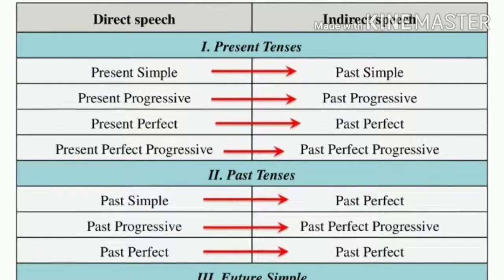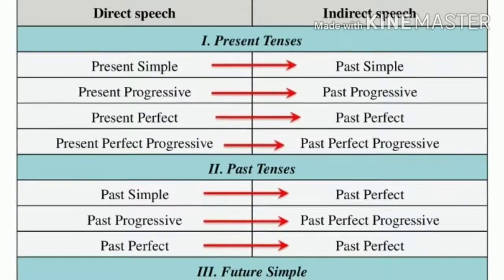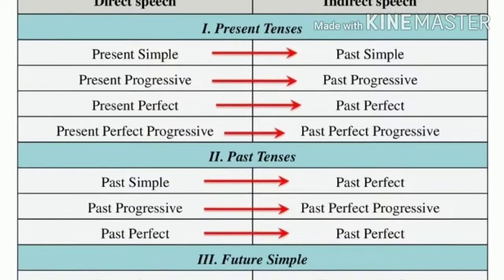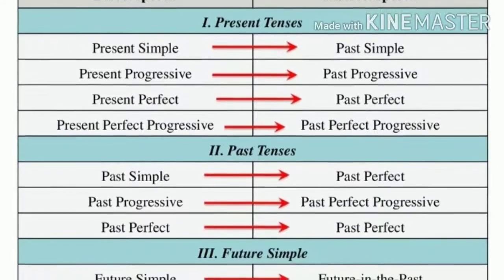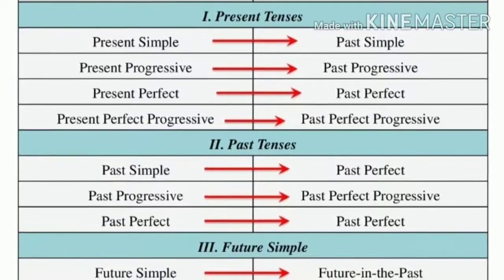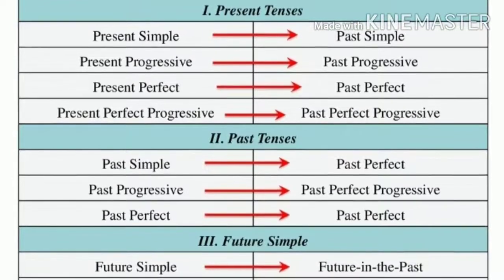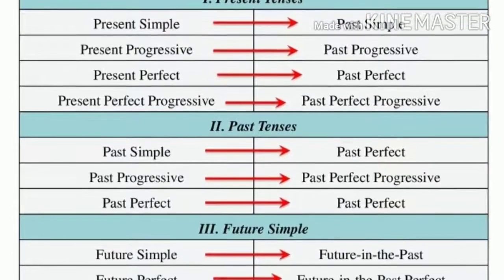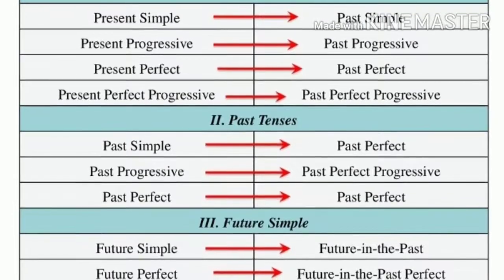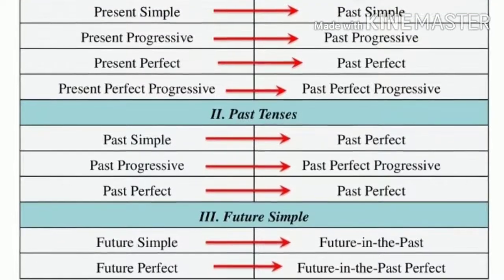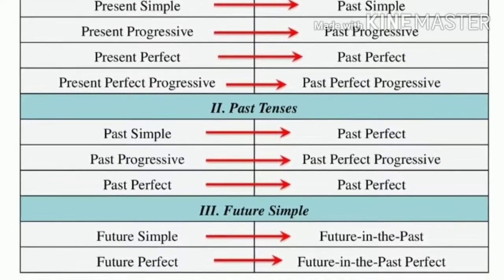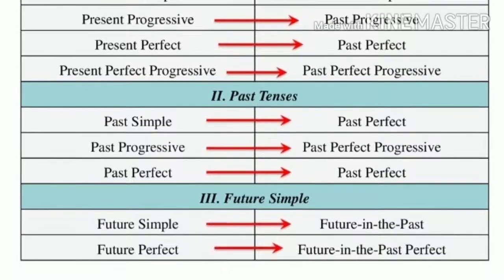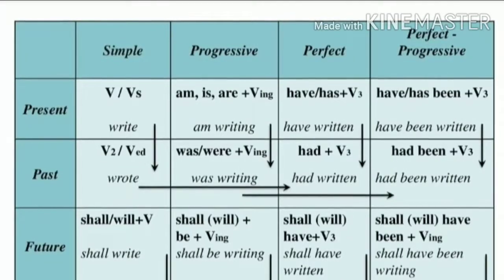Your present simple changes to past simple. Present progressive, means your present continuous, changes to past continuous. Present perfect changes to past perfect. Present perfect continuous changes to past perfect continuous. And see in the past tense what happens. Your past simple changes to past perfect. Your past continuous changes to past perfect continuous, and past perfect is not at all changed. It remains the same. And students, future simple changes to future in the past, and future perfect changes to future in the past perfect. Alright, see this table, students. Here it will be more clear to all of you.